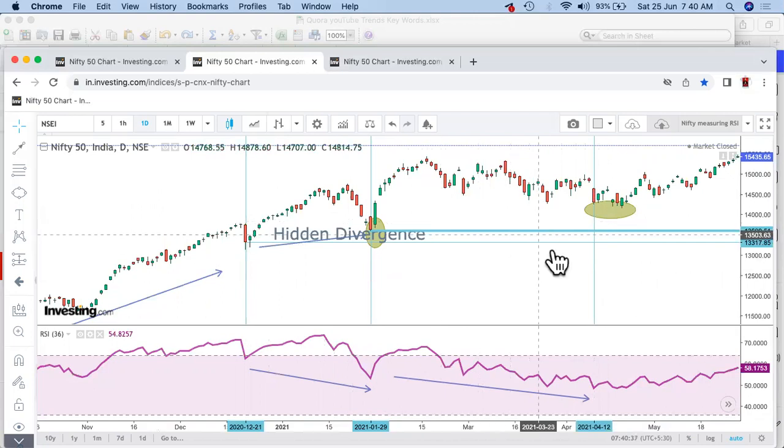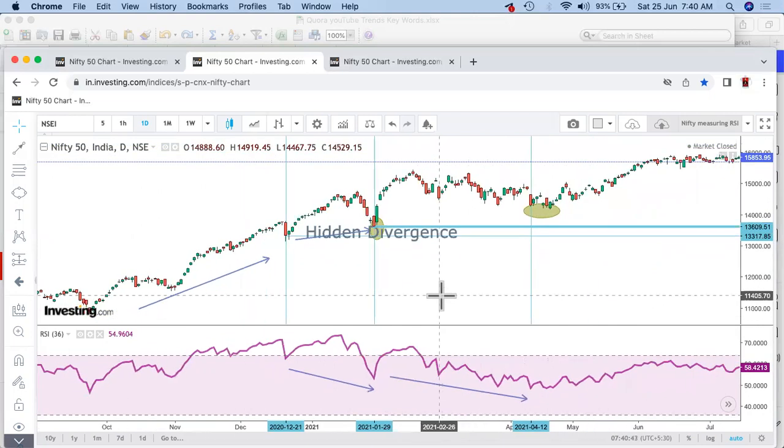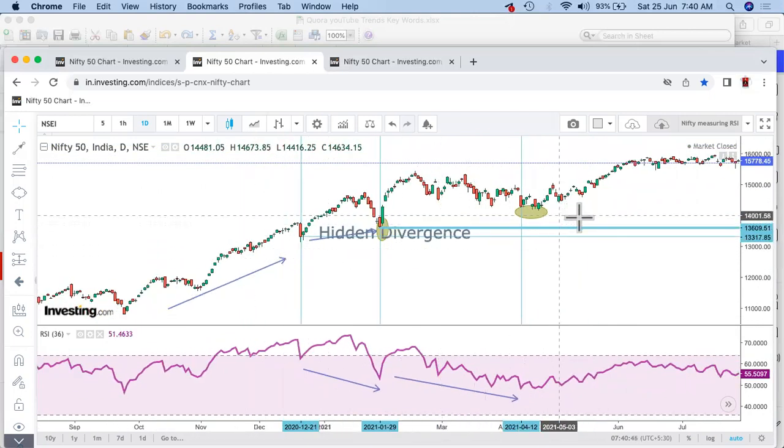So these are indications of continuation of the trend, and whenever you get some kind of hidden divergence, if you are in long trades, probably you can just continue. Why? Because the price will then be moving up, since we already got a hidden divergence.